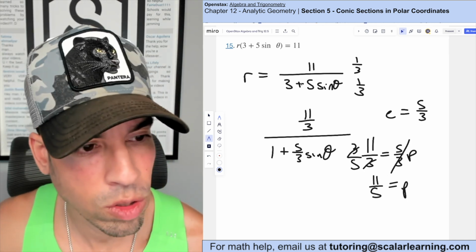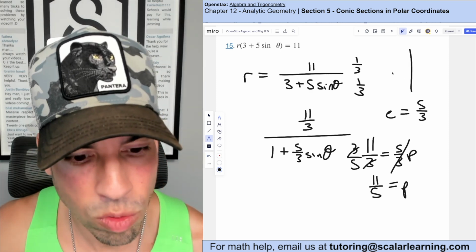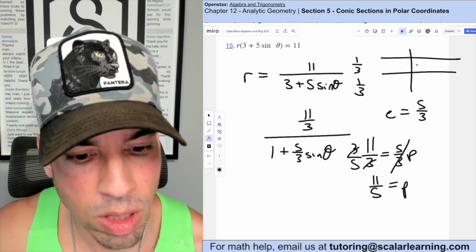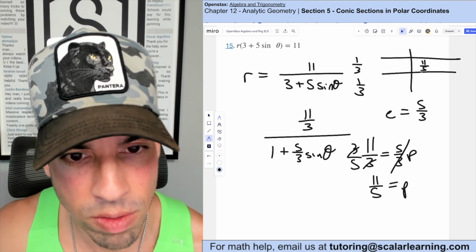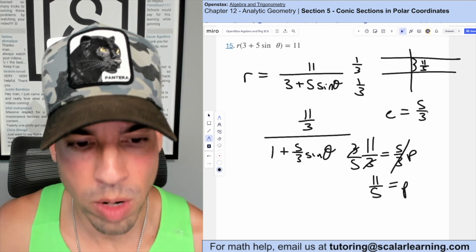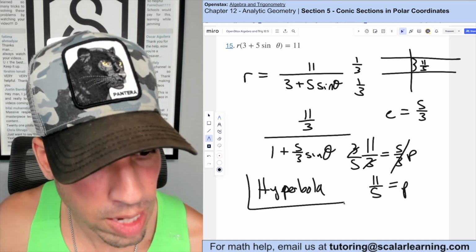Now, since this is a plus and this is a sine, we know that the directrix, therefore, is going to be a nice horizontal line that is 11/5 above here. And since the eccentricity is 5/3, or greater than 1, this is a hyperbola. And that's how you do it.